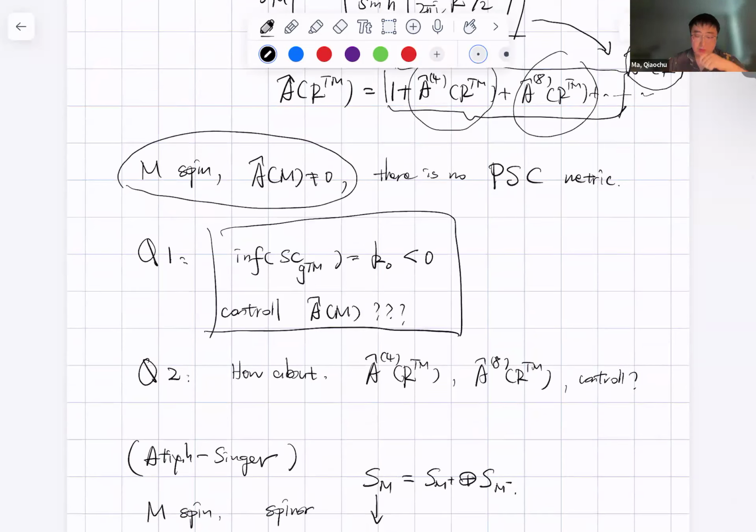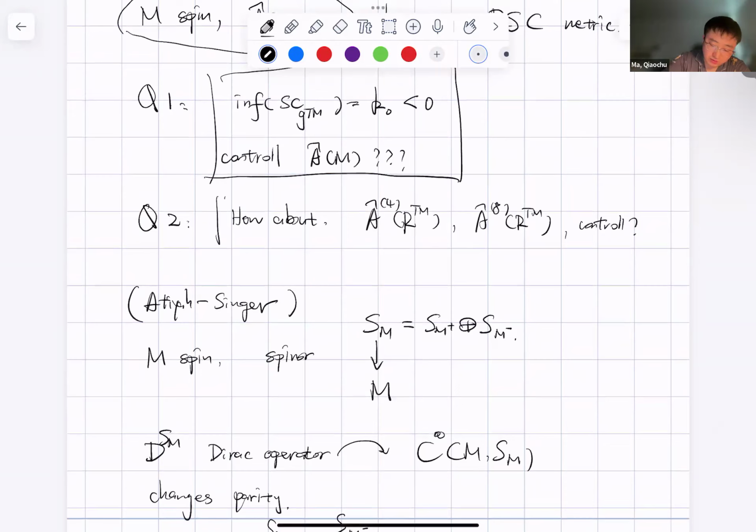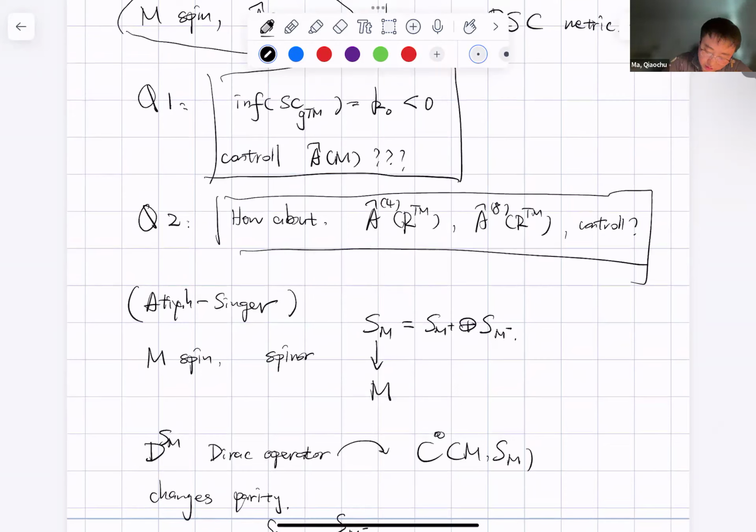If the infimum of scalar curvature is less than 0, we can still control the A hat genus, but with an extra term, the isoperimetric constant. So let's go to the second question. How about the lower degree component of the A hat genus? Can we still control it?